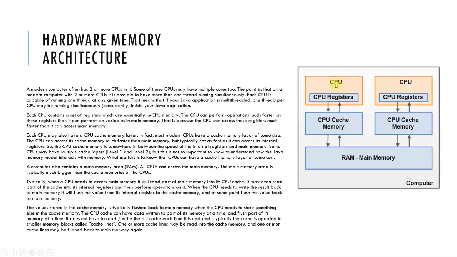The CPU has faster access to the CPU cache memory than to the main memory, and even faster access to the CPU registers. So to optimize its work, it will partly copy data from the main memory to the CPU cache memory, and partly from the CPU cache memory to the CPU registers.